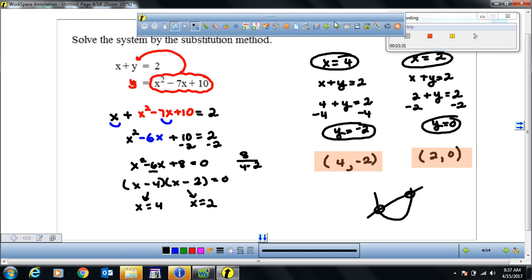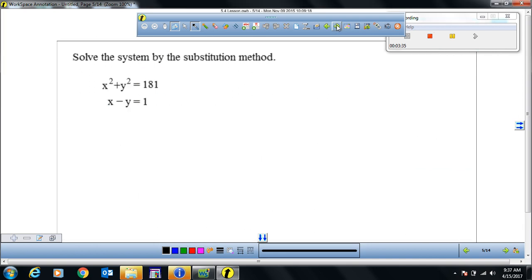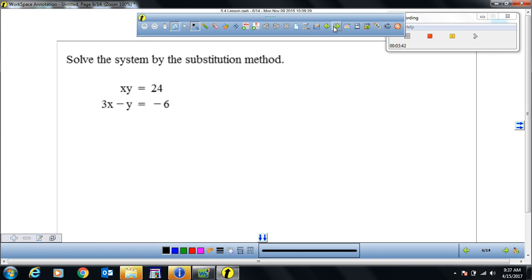Okay, so next problem. We're going to solve a similar one to this at the end, so I'm going to skip it right now. Let's solve this problem by substitution.